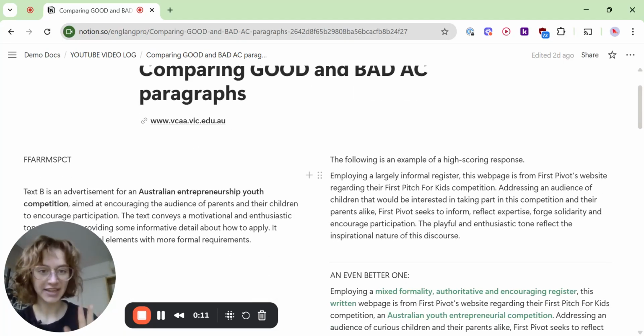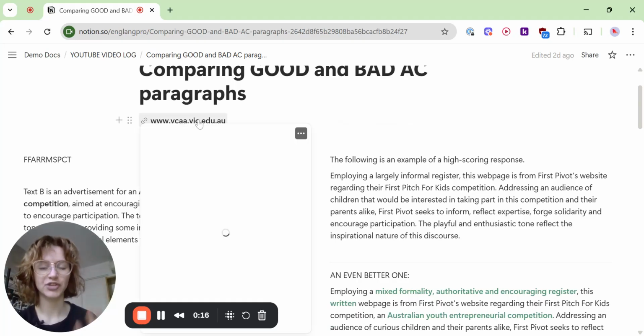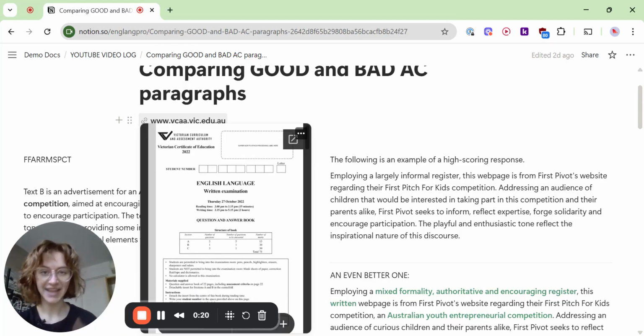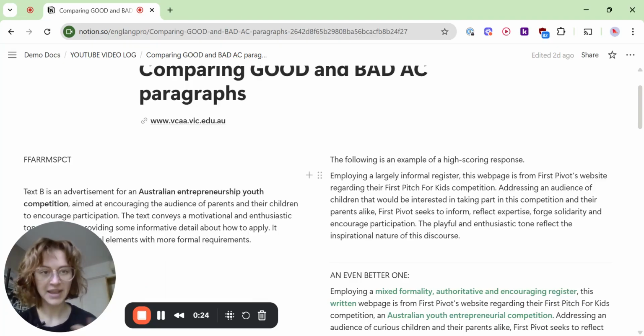So you guys have access to this document down below and I've put a link to the 2022 VCA exam. Please read through the second text too, because section B is about the first pitch for kids competition, and that's the one that these ACs are based on. So read through that and maybe even have a go at writing an introduction for it and maybe one body paragraph. That's kind of what we'll go through today, I think, so that we can compare where you fit on this continuum.